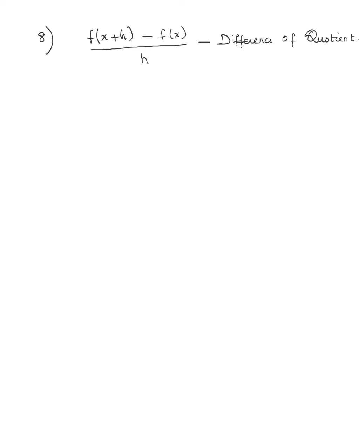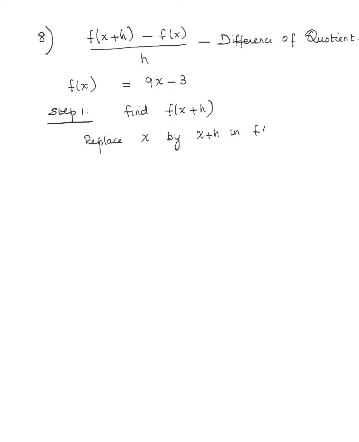So for the function f of x equal to 9x minus 3, this is what is given. We have to find f of x plus h minus f of x over h. First we are going to go step by step. Step 1, find f of x plus h. What that means is we are going to replace all the x by x plus h in f of x, which is given as 9x minus 3.